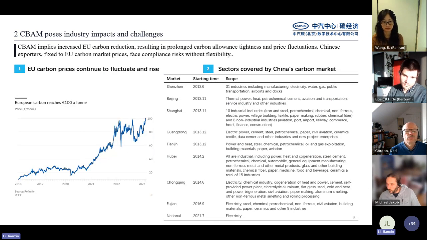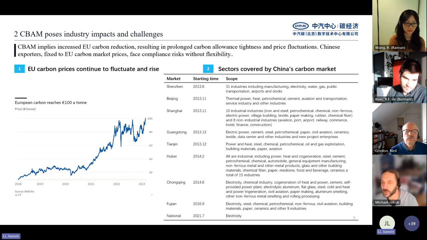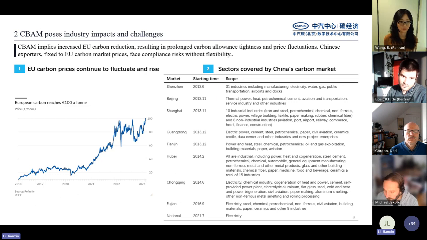And the second point I want to share is that we are not ready yet. With the implementation of CBAM, the free quotas are getting smaller. And as you can see from this graph, the carbon price has been climbing in recent years. In China, although we have had some pilot local carbon trading systems starting from 2013, the national ETS started in 2021, and only the electricity sector is incorporated into the national carbon trading market.